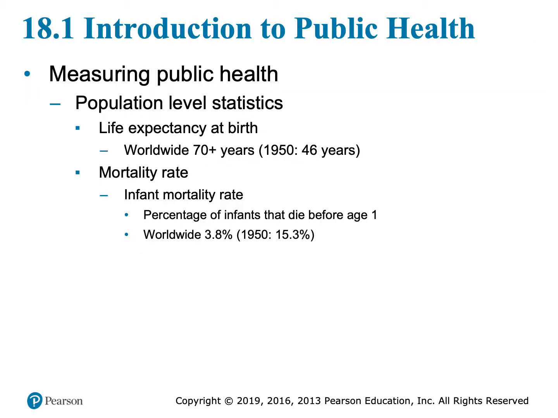Measuring public health, there are population level statistics. The life expectancy at birth is defined as the average number of years that a newborn child is likely to live. That's about 70 plus years worldwide, which is a huge increase from the life expectancy if you were born in 1950, when you'd probably only have a life expectancy of about 46 years.